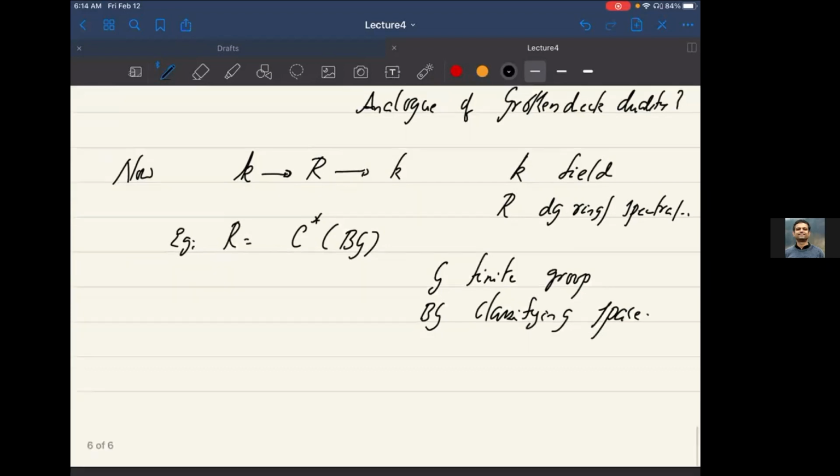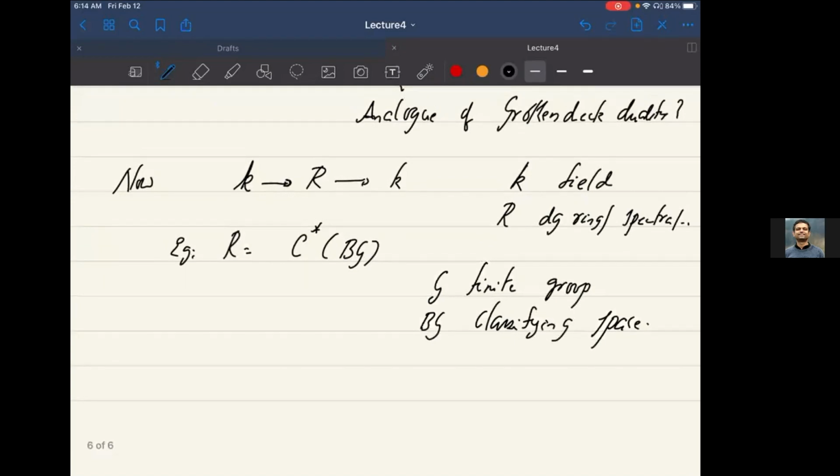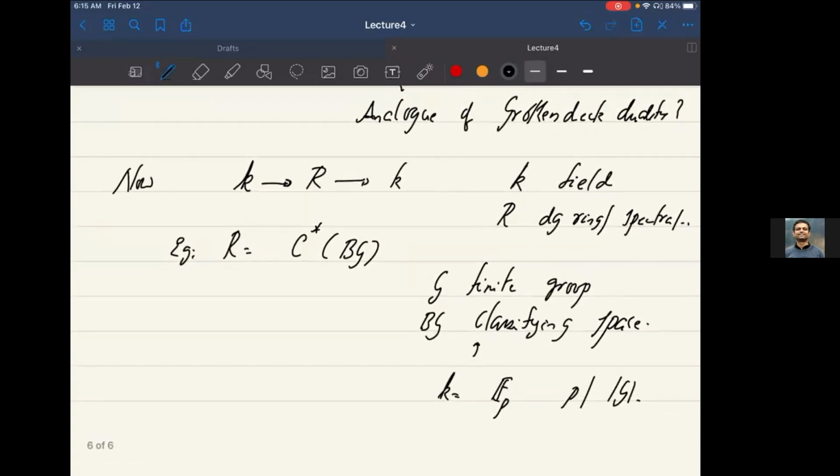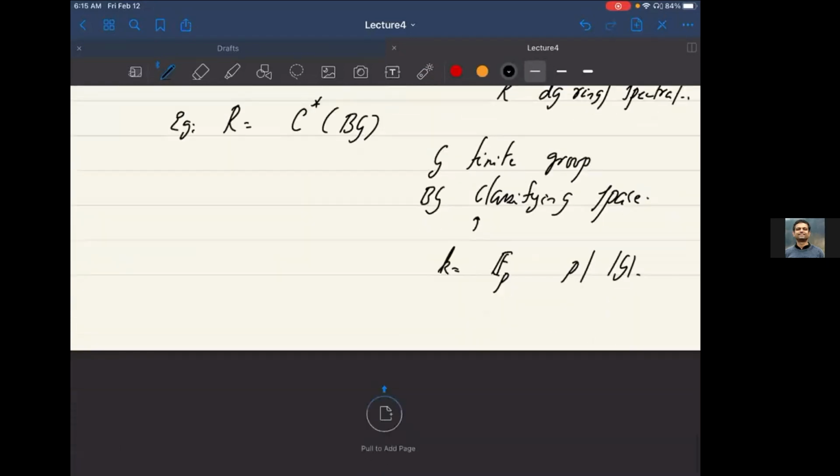Okay, and the definition is still the same. I don't want to assume that K is characteristic 0, because I'm going to be interested in the modular case, where the crucial case is when K is F_p, where p divides the order of the group. So I certainly do not want to just stick to characteristic 0. So what should Gorenstein mean in this context?